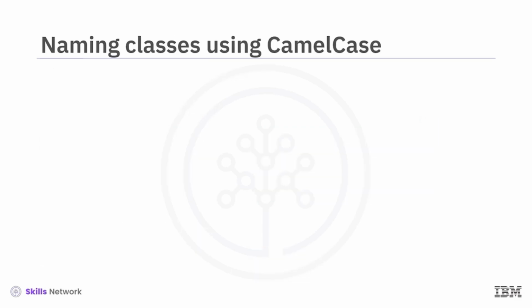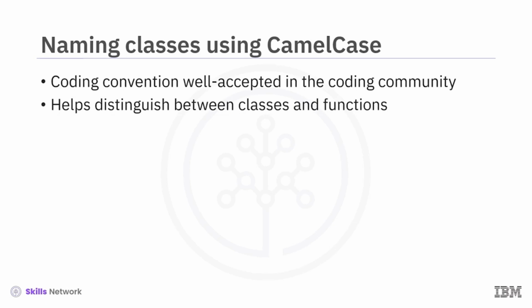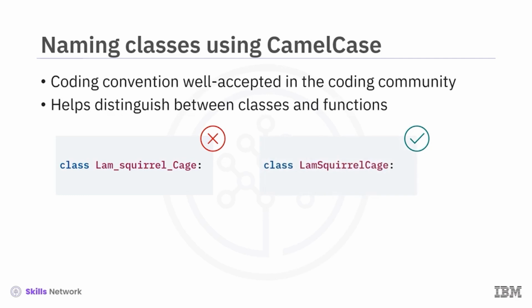Naming the classes using camel case is also a coding convention. Camel case, or the cap word case, is a naming convention for classes that is well accepted in the coding community. Camel case also helps distinguish between classes and functions in the code. For example, instead of writing class lamb_squirrel_cage, the best practice is to name the class as LambSquirrelCage with the initial L, S, and C in capital letters.